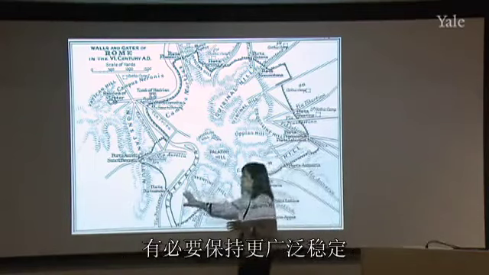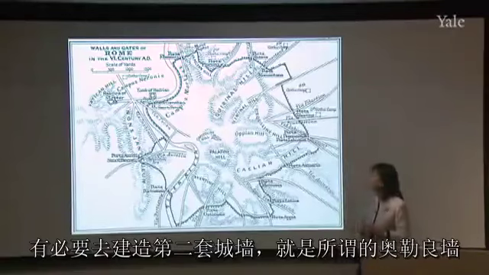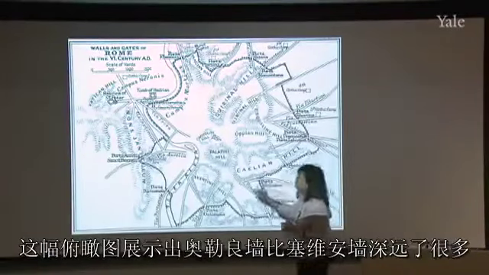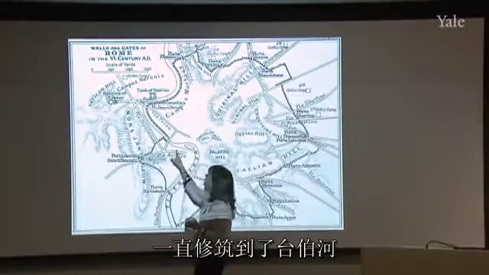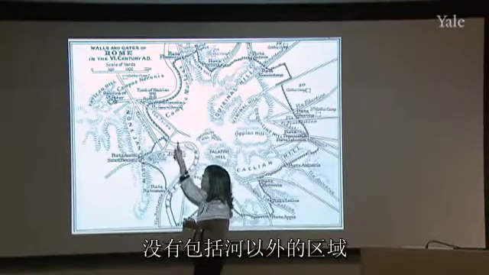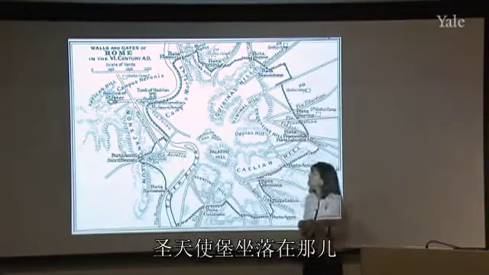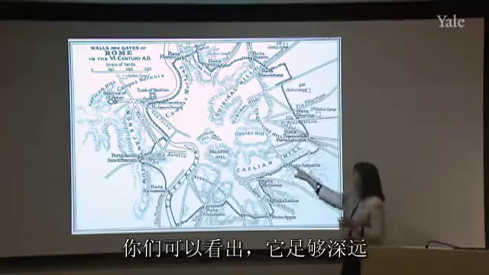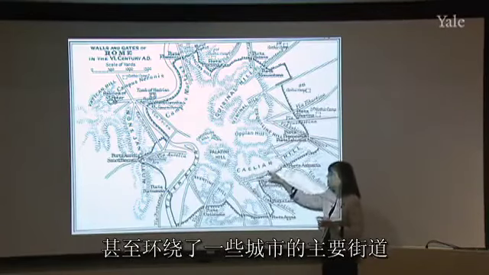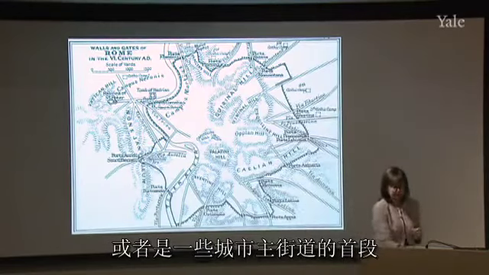There was a need for further stability and the need to build this second set of walls, again, the so-called Aurelian walls. And this plan shows you how much further out they went than the Servian walls, all the way to the Tiber River. It didn't encompass the area across the Tiber where Hadrian's tomb, Hadrian's mausoleum, the Castel San Angelo, is located, but for the most part it did cover the main of the city, and you can see it went far enough out that it even encompassed some of the major city roads, or the beginnings of some of those major city roads.